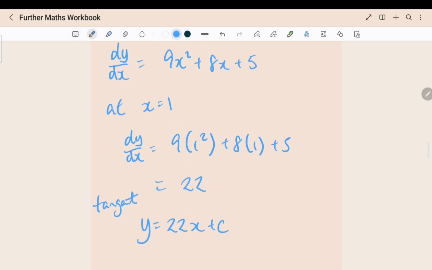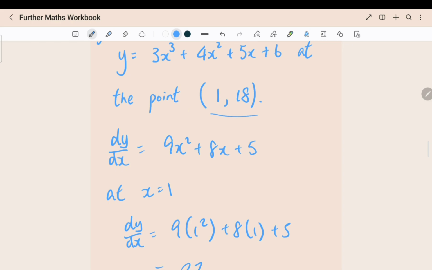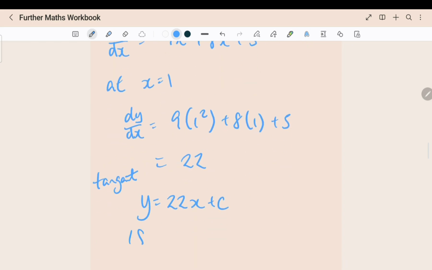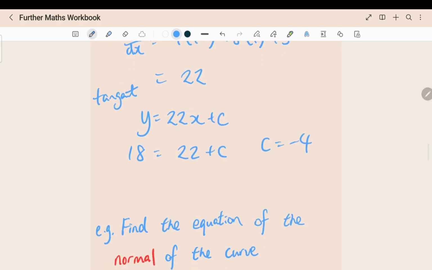And finally, I can find c by putting in my coordinate (1, 18). So I can say when x equals 1, y equals 18. Therefore, c equals minus 4. So I can say that the equation for the tangent is y equals 22x minus 4.